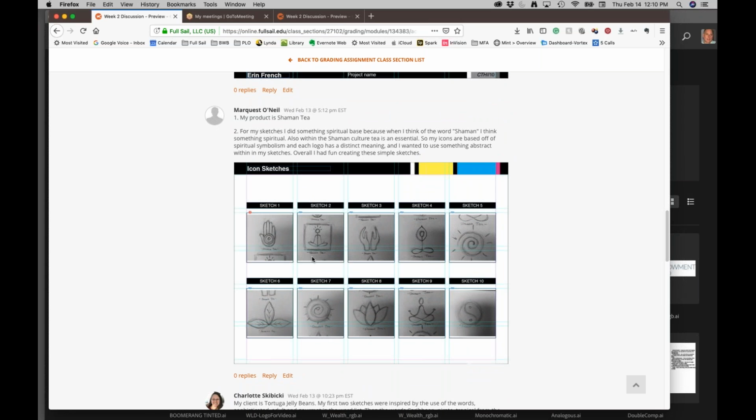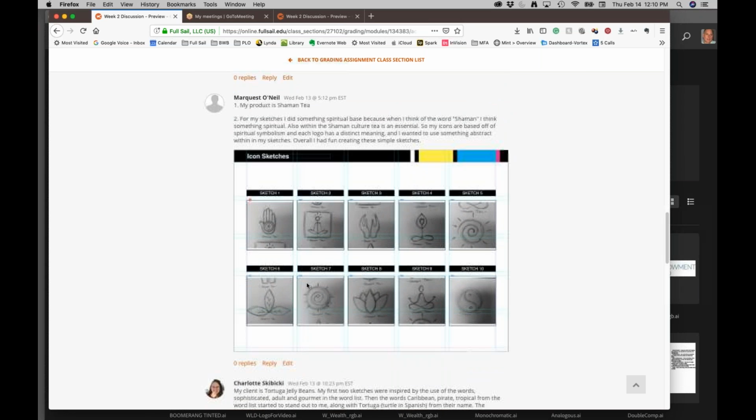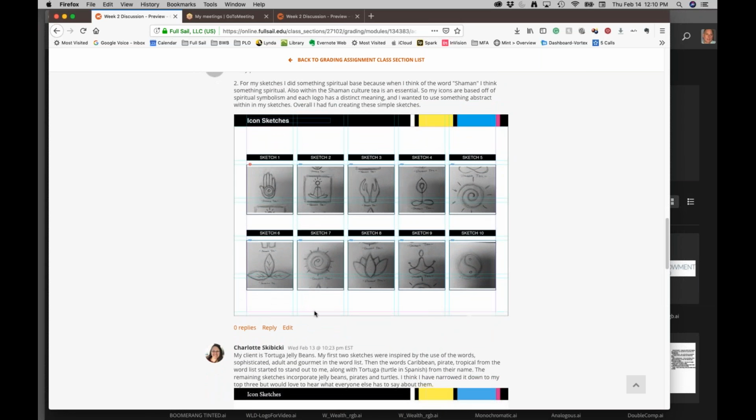Marquest, you did shaman tea, which is sort of a spiritual tea. These are good concepts that follow the brand pretty well. So the sort of meditating tea leaves, that's what I'm seeing there. It's kind of interesting. The hand with the spiral, that's kind of interesting. This is just the yin yang.